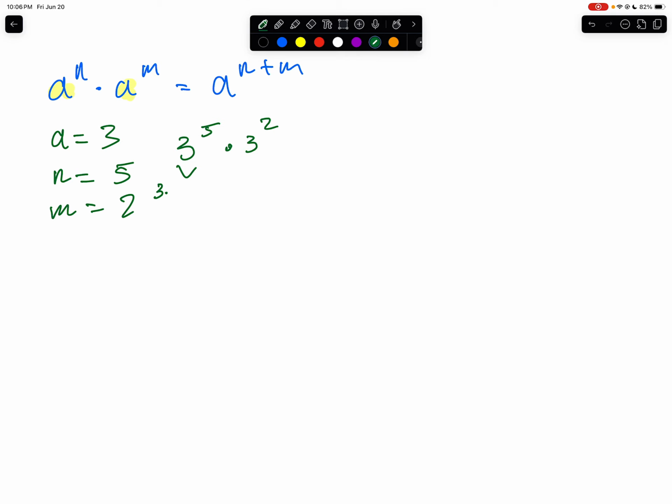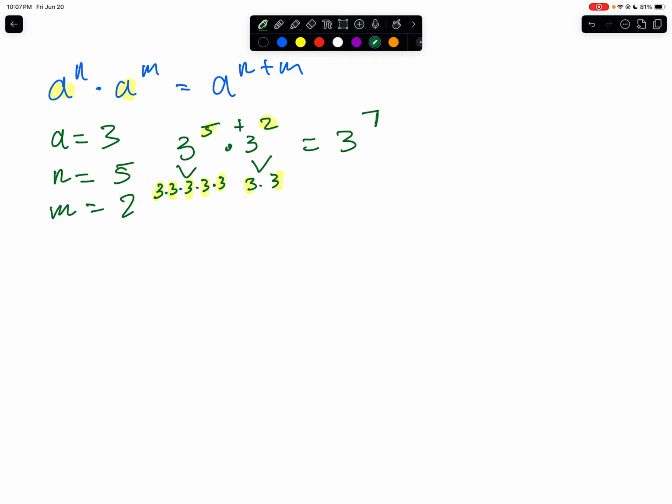Well, if we think about this here, 3 to the 5th is just 3 multiplied by itself 5 times. So 3 times 3 times 3 times 3 times 3. And then 3 squared is just 3 times 3. So now let's count the 3's here. 1, 2, 3, 4, 5, 6, 7. So this is just going to be the same as 3 to the 7th. Don't you notice that 7 is the same as this 5 plus this 2? So we can just add them. Hopefully that's kind of intuitive.